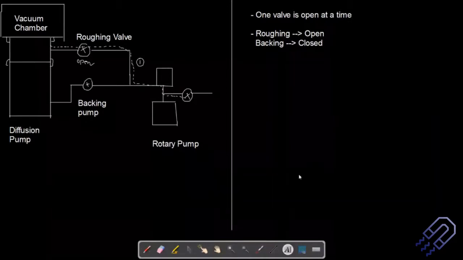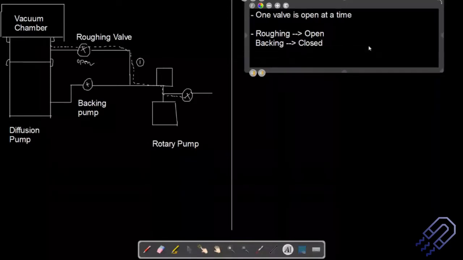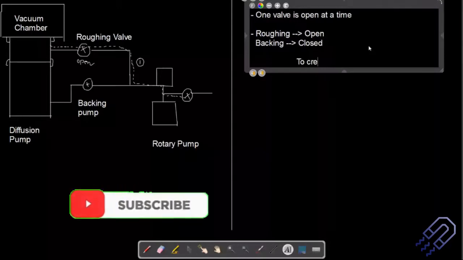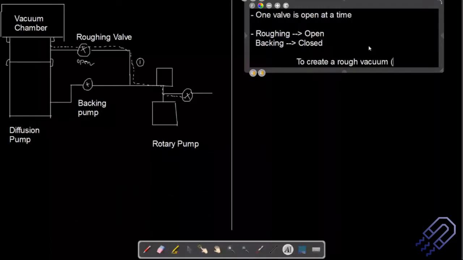And how does it work? It is basically used to create a rough vacuum. For a typical device, it depends on how much space you are going to vacuum, but this is run for about 1 to 2 hours.